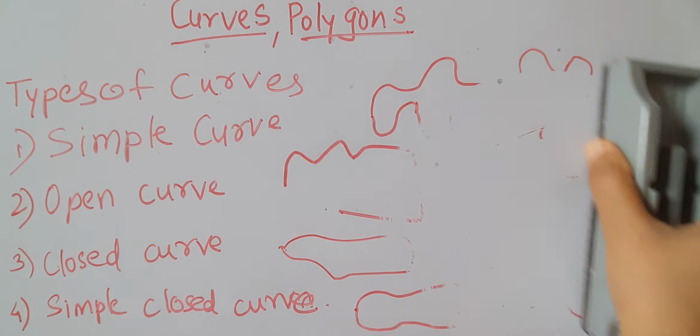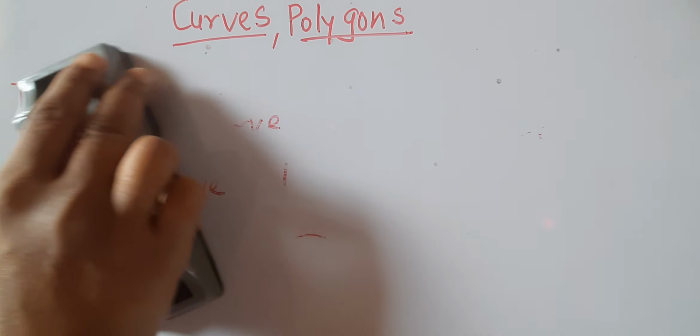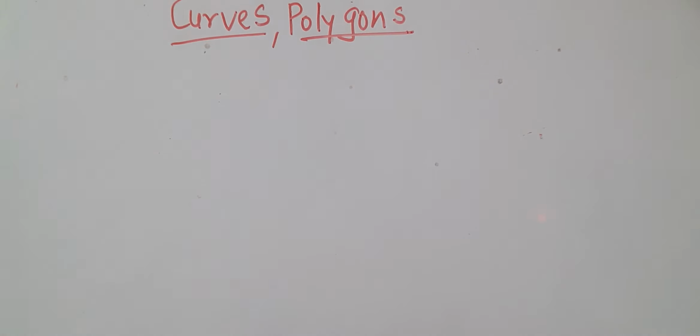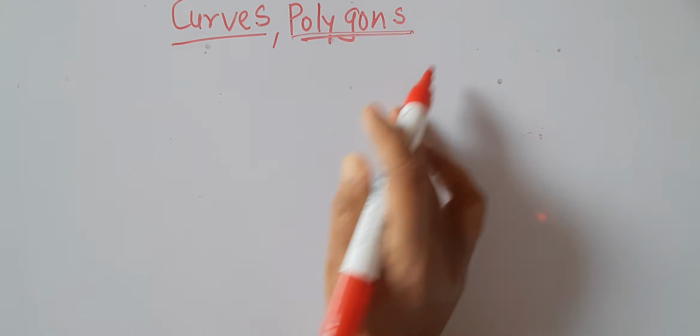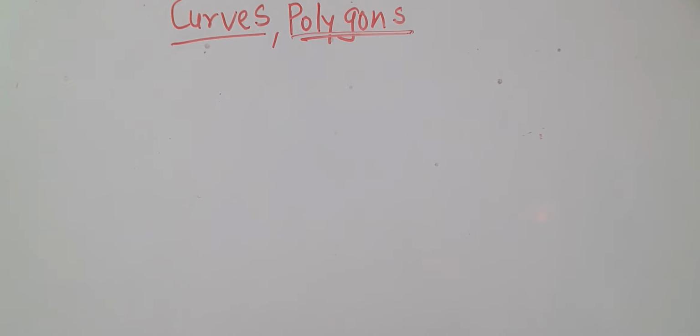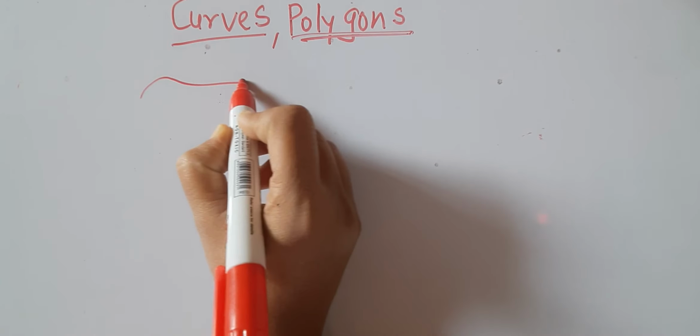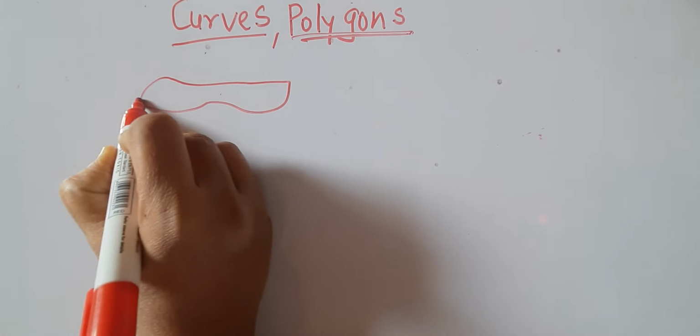Now let's move to polygons. Curves are very simple. What are polygons? Polygons are simple closed curves formed by only line segments. So a simple closed curve. Now you can say this is also a polygon. No, this is not a polygon.